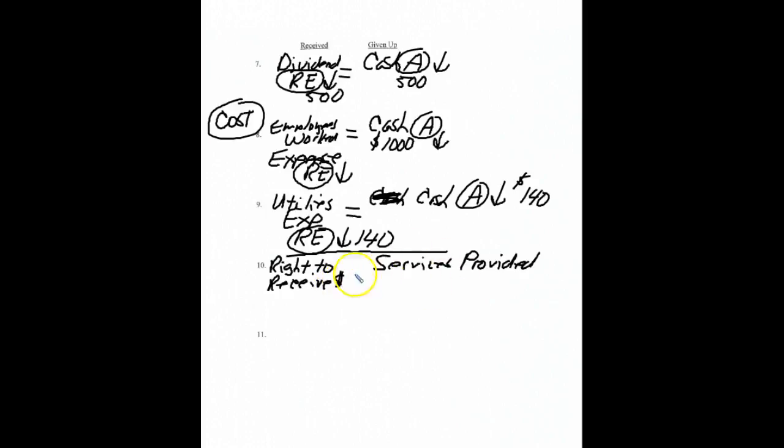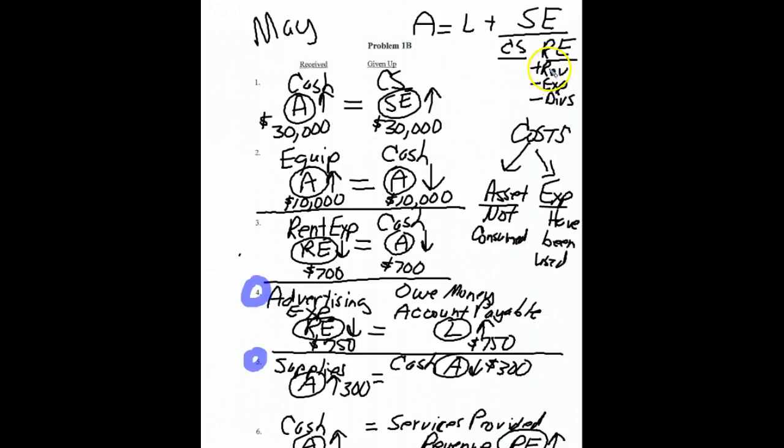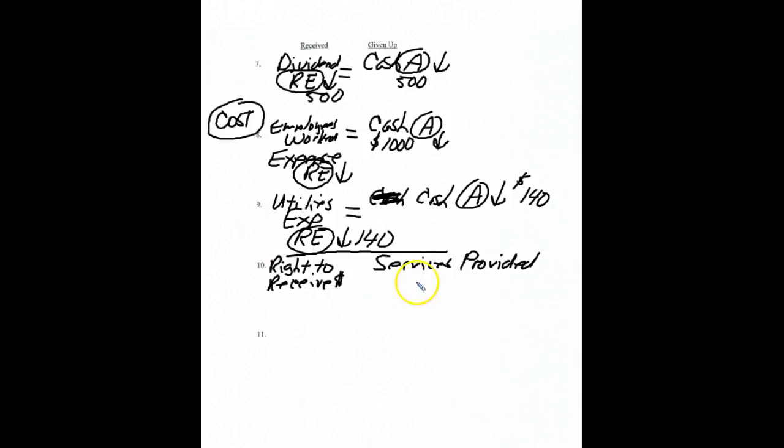Well, let's go figure out how these fit into the elements of the financial statements. So if we provide services, that's revenue. Providing services is revenue. So we have service revenue. That is a component of retained earnings, and it has a positive or an increase impact on retained earnings.